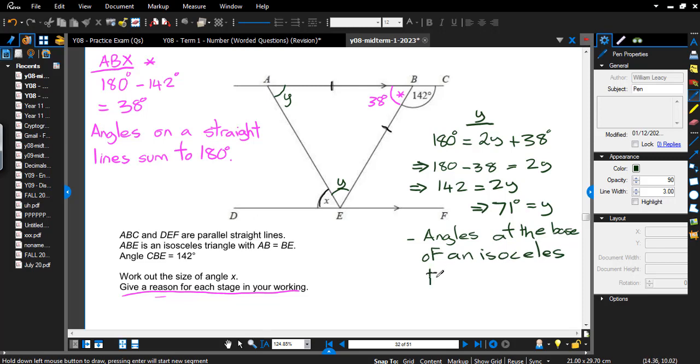Angles at the base of an isosceles triangle are equal, yeah, we know that. And then what was the second thing? Angles in a triangle. What do we know about angles in a triangle? They add to 180 degrees. Alright, so that's taken care of. So we know that y is equal to 71 degrees.